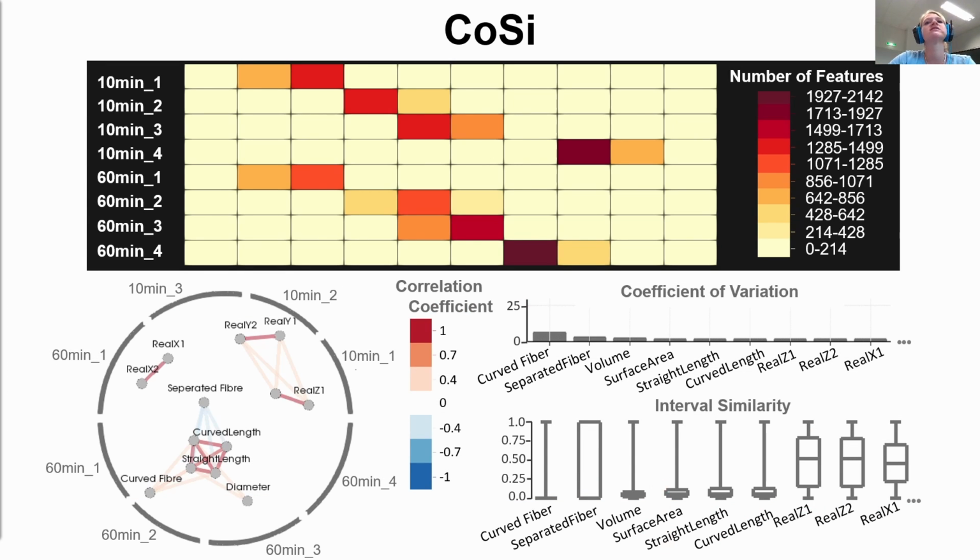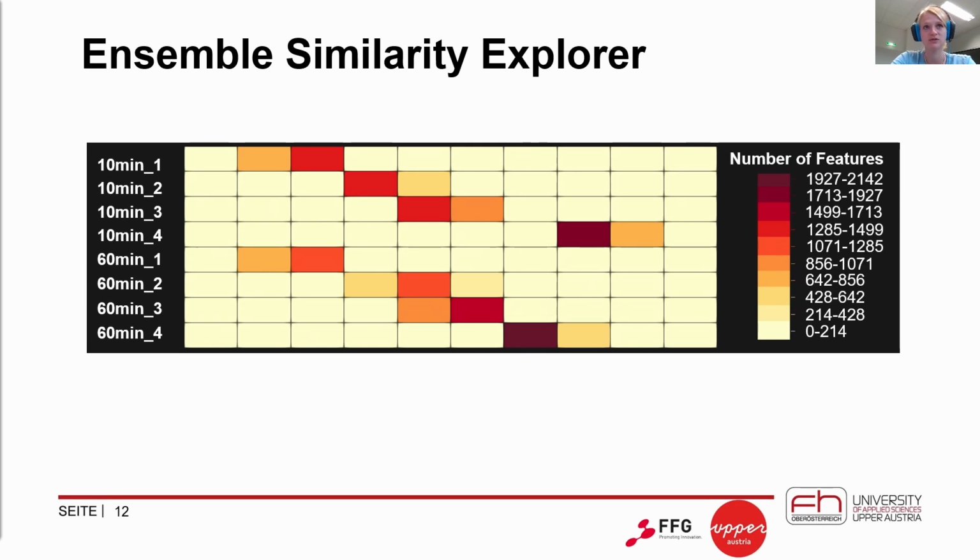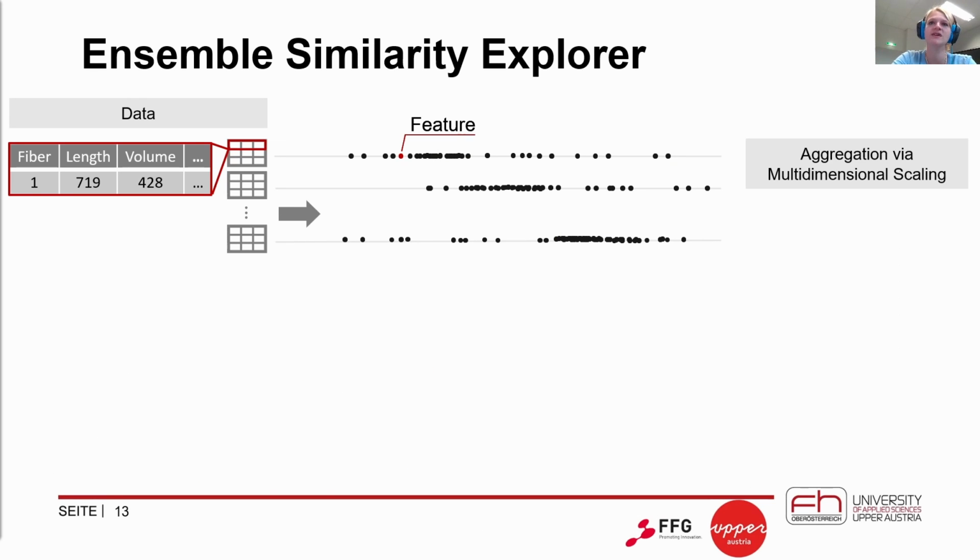So, and here we can see the structure of CoSi. On the top we can see the Similarity Widget, the Ensemble Similarity Explorer, then here is the Similarity Widget, and here we can see the correlation coefficient map. And so first we go to the Ensemble Similarity Explorer, and it is constructed like this.